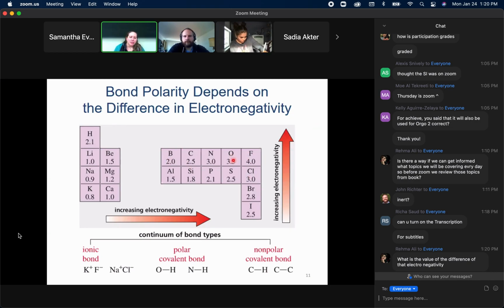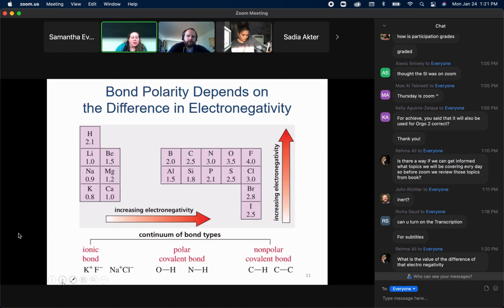The difference between, say, an oxygen and a hydrogen is big enough that the electrons are going to tend to hang out over near the oxygen more of the time, or near the nitrogen more of the time. And then finally, if the difference is large enough, if you're talking about the first and second columns of the periodic table trying to bond with an element from the seventh column, those differences are great enough that it's an ionic bond sort of a situation.